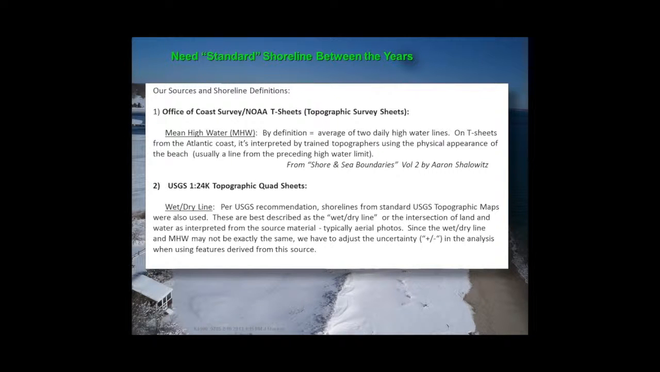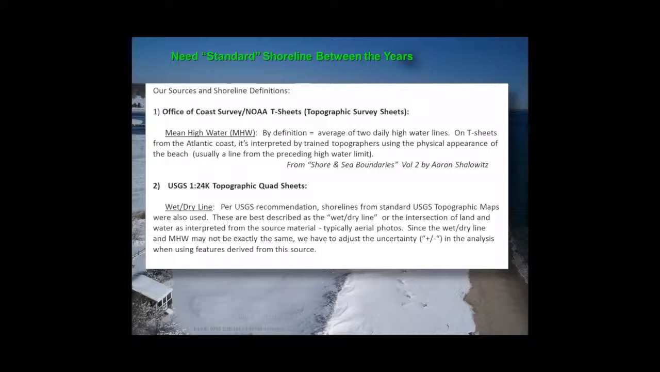And when they define shoreline, what they're talking about is mean high water. Now there's a standard definition of that, which is averaging the 2 daily high water lines. In practice, when surveyors were out capturing this information, particularly on the Atlantic coast, it's really an interpreted line by the folks doing the surveys, using the physical appearance of a beach. And really they're looking at that line that defines the high water limit. So for the vast majority of information that we're using, it's the mean high water line from these T-sheets.